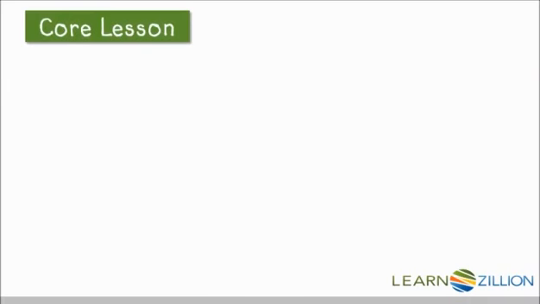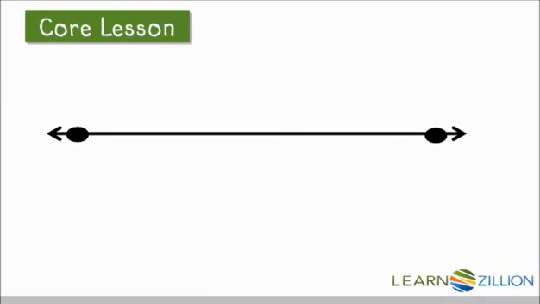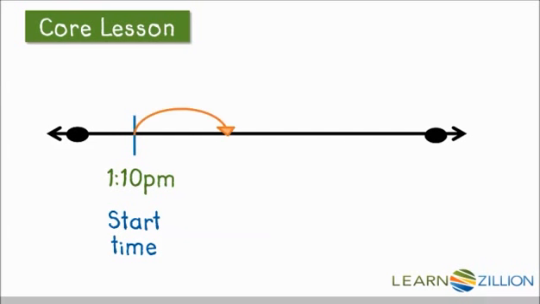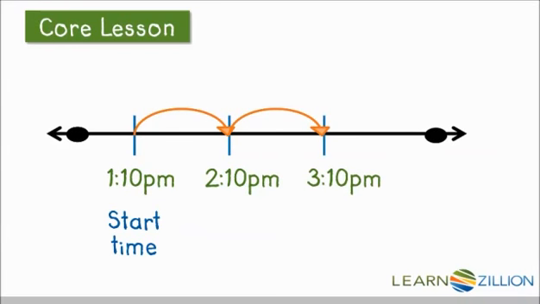And so now we can use a number line to figure out the end time. We can draw a hash at the start time, which is 1:10 p.m., and we can count up 2 hours, 1 hour at a time. 1 hour would be 2:10 p.m., and another hour, or 2 hours total, would be 3:10 p.m. And so we know that the nap will end at 3:10 p.m.